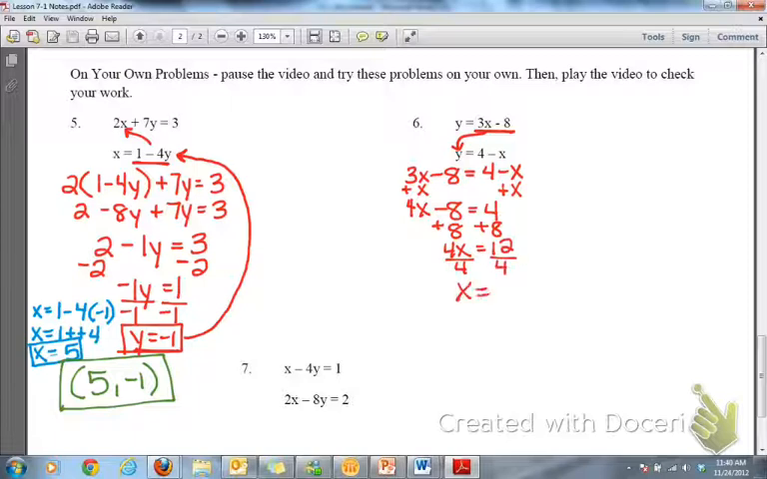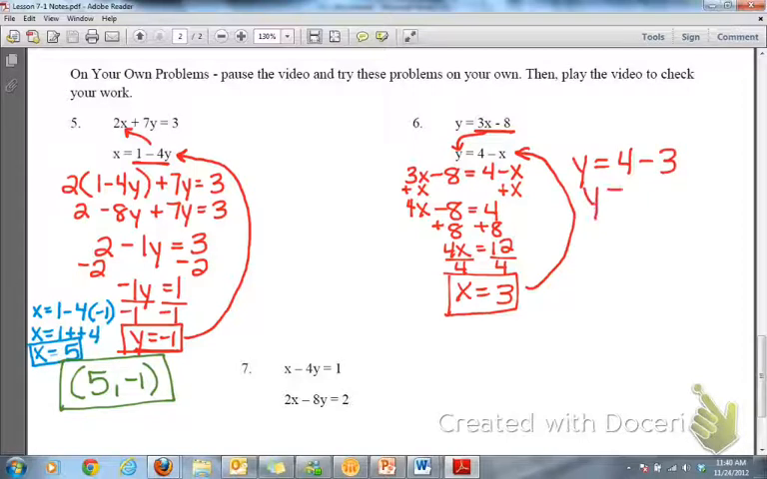X equals 3. But remember, you're only halfway done. Well, maybe a little bit more. But you have to also figure out what y equals. You can put this x equals 3 into either one of the equations. I'm going to do it into that one. So y equals 4 minus x, but x equals 3. And so, well, that's just 4 minus 3, so y equals 1.